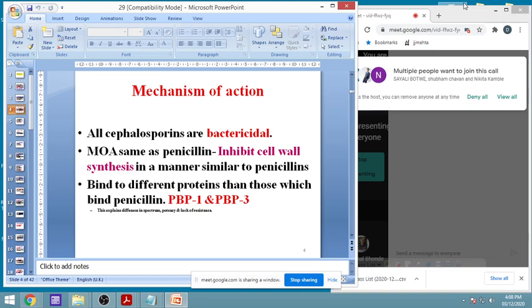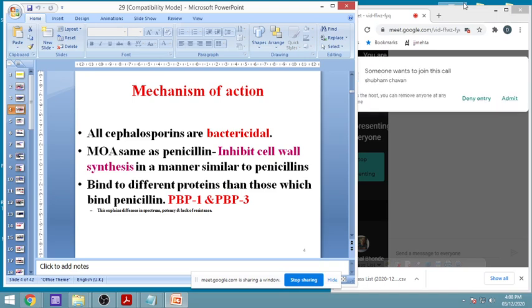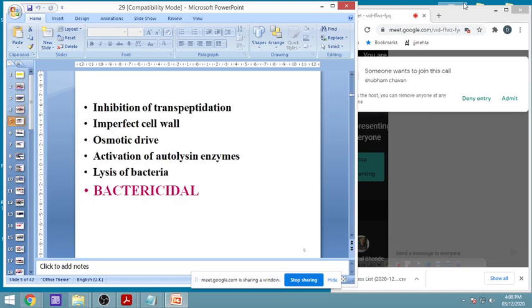Because their site of action is slightly different, they have a comparatively wider spectrum of action, a higher potency than penicillin, and comparatively lesser resistance than penicillin. The mechanism is what we call inhibition of transpeptidation. Because of that, the cell wall will not be perfect, and it will cause osmotic drive. Because of that there will be bursting of the cell, activation of autolysin enzymes, and lysis of bacteria, and the effect will be bactericidal in nature.